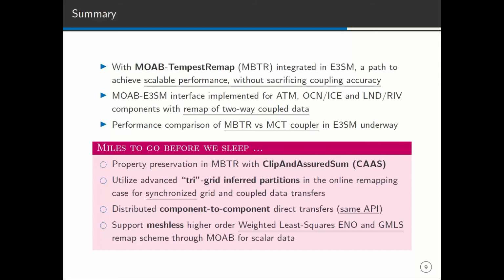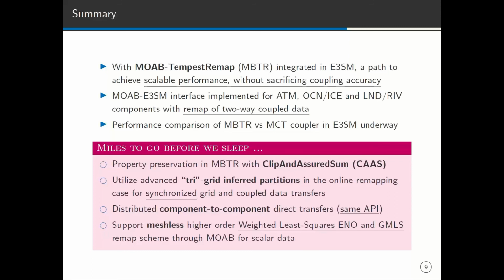And what we really want to do going forward from a remapping standpoint is to also apply property preservation in the MOAB Tempest remap to get monotonicity and to use the tri-grid inferred partition. So I just showed dual grid inferred partition before, but we want to apply tri-grid, which also includes the land model in there to do synchronized grid and coupled data transfers. And how do you optimize that? And since the API is the same for the offline and online models, we want to extend that as well to do direct component-to-component coupling without having a hub-and-spoke type coupler in between.